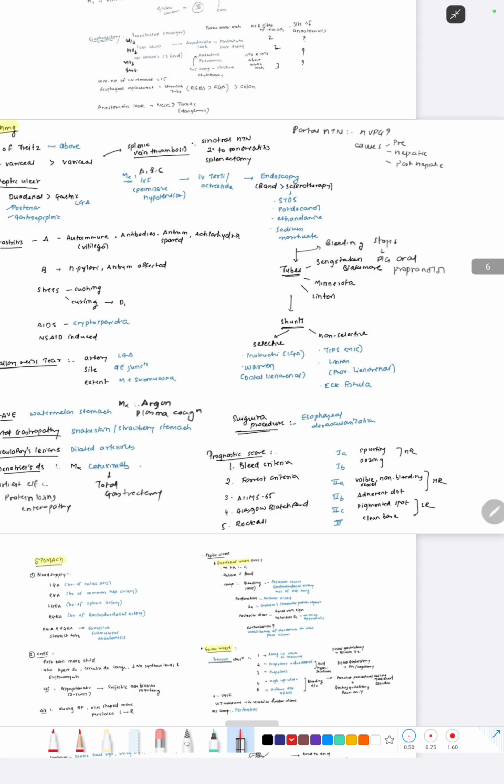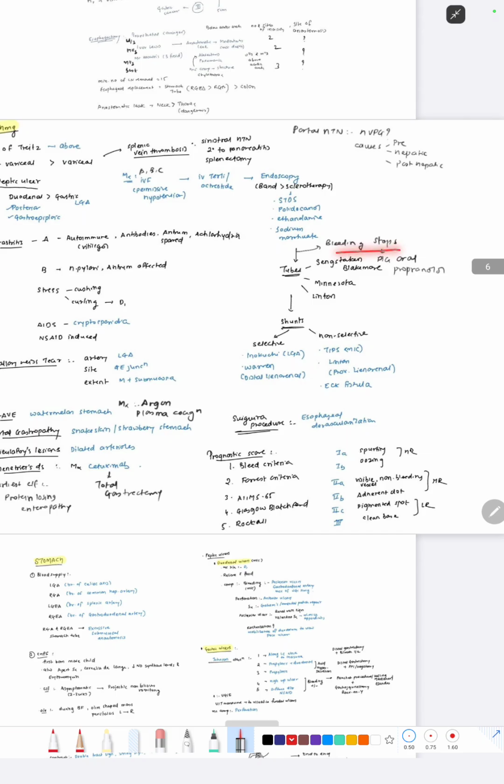Management is airway, breathing, circulation. Then IV access should be made. IV terlipressin or octreotide should be given in bleeding ulcers, and then go for endoscopy. In endoscopy, banding is preferred over sclerotherapy. Sclerotherapy is done with sodium tetradecyl sulfate, polidocanol, ethanolamine, or sodium morrhuate.